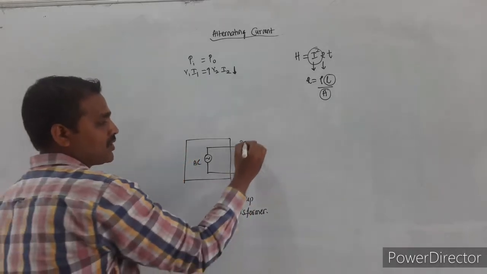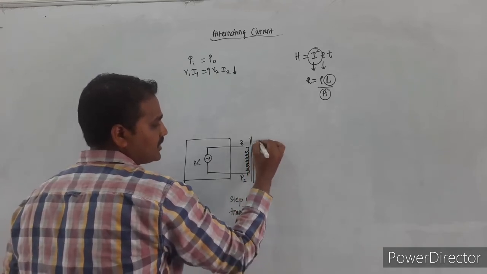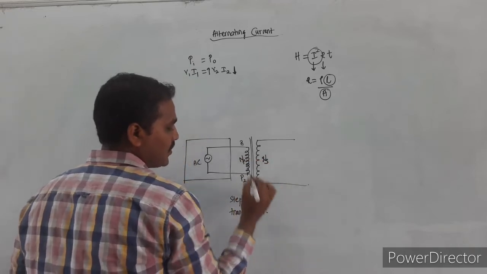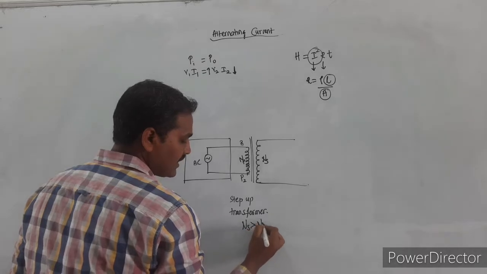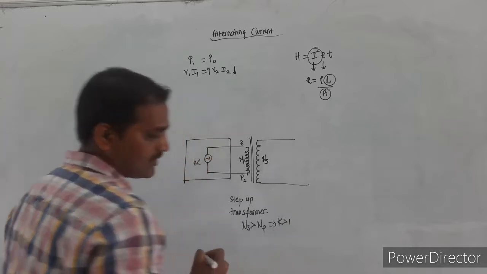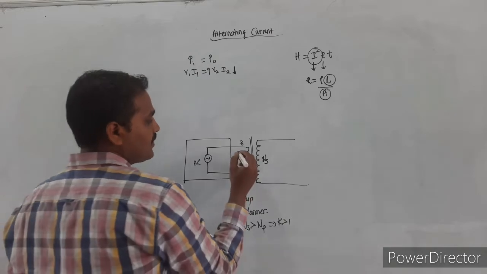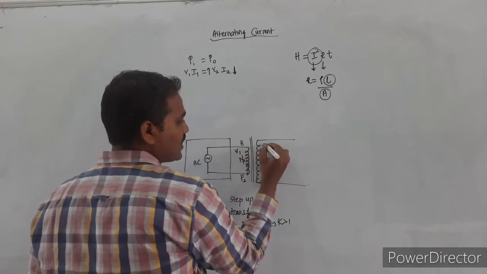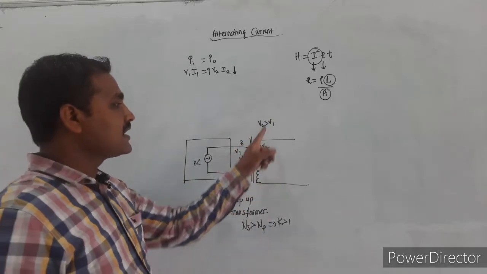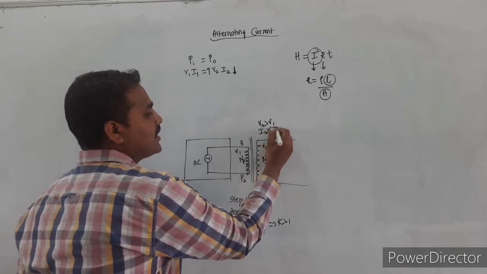For a step up transformer, the number of turns in the secondary coil has to be more than the number of turns in the primary coil. If I write it as NS and NP, I have to use NS greater than NP, which will give me the transformation ratio K greater than 1. So, if the input voltage is V1 and output voltage is V2, V2 is greater than V1. When the output voltage is greater than the input voltage, automatically the output current will be less than the input current.